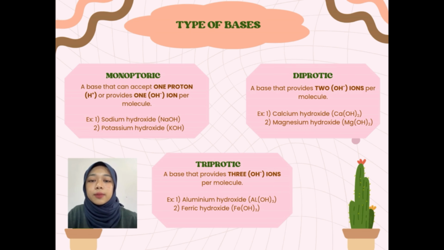For example, calcium hydroxide and magnesium hydroxide. Lastly, a triprotic base is a base that provides 3 OH ions per molecule. For example, aluminium hydroxide and ferric hydroxide.